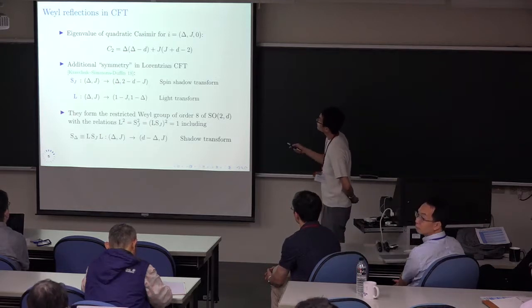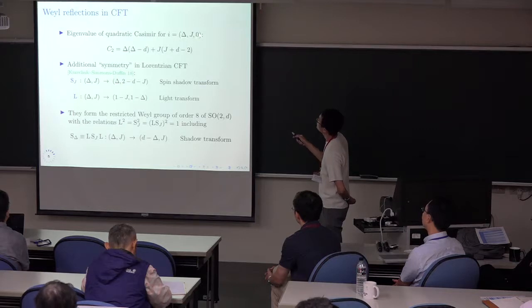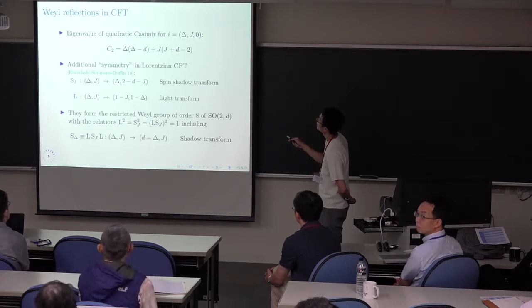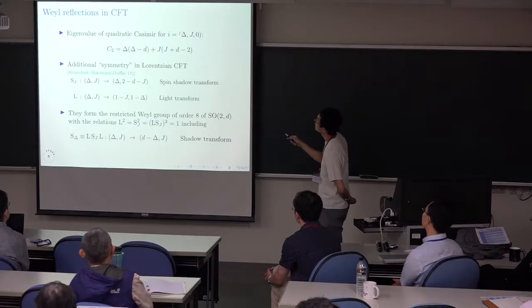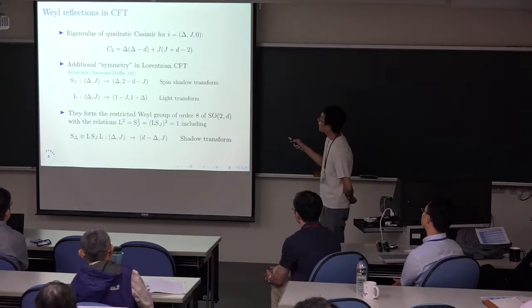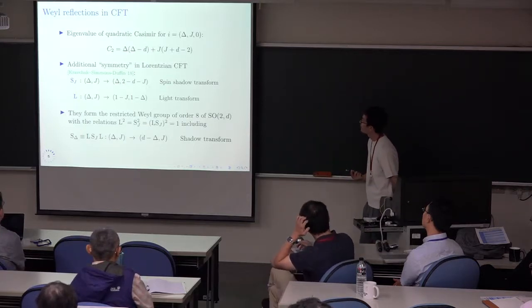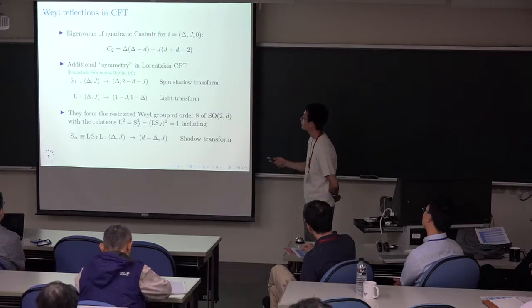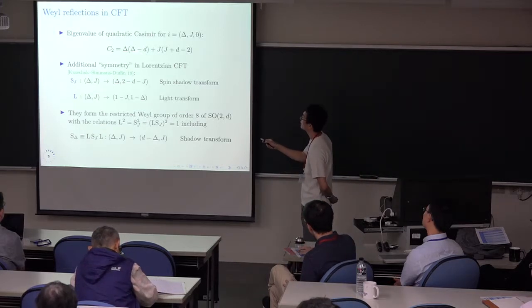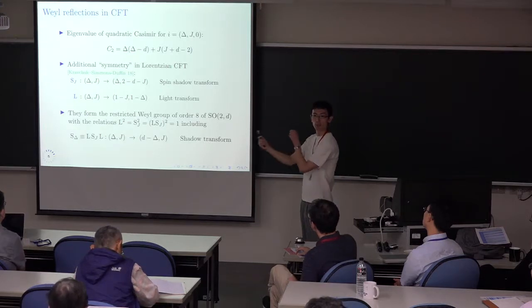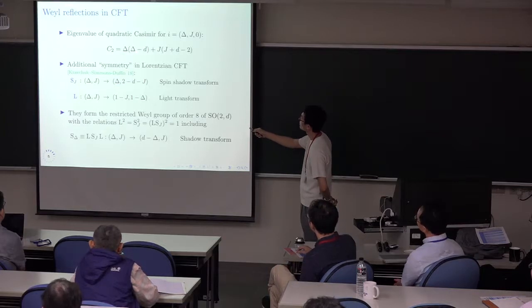So to label these representations, I'm going to focus on the trivial representation for lambda. Now the representation primaries are labeled by delta and J only, and they have a quadratic Casimir given by this. In the Euclidean case, if you are familiar with the so-called shadow formalism, then maybe you already noticed that you can exchange the roles of delta and d minus delta. Even if you switch delta and d minus delta, this part is invariant.